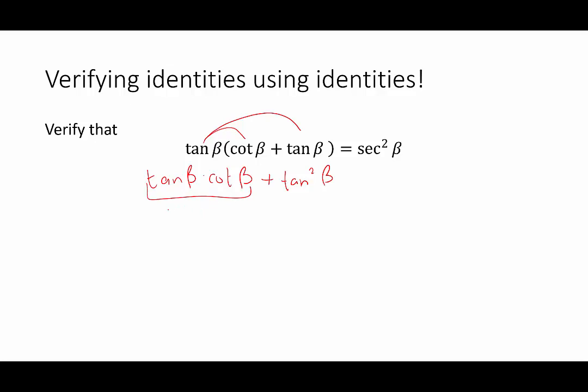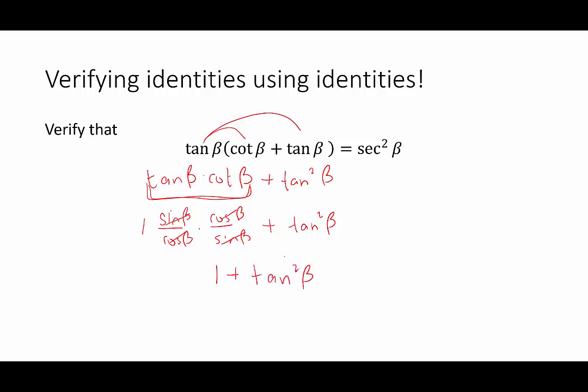We can rewrite them in terms of sines and cosines if we want to. Tangent would be sine of beta over cosine beta, while cotangent would be cosine beta over sine beta. You could also just say cotangent is 1 over tangent. Either way works. And then here we get tangent squared beta, and there's not much we can do there. What happens here? The sines cancel, the cosines cancel, and again, this works because these are reciprocals of each other. So now we have 1 plus tangent squared beta.